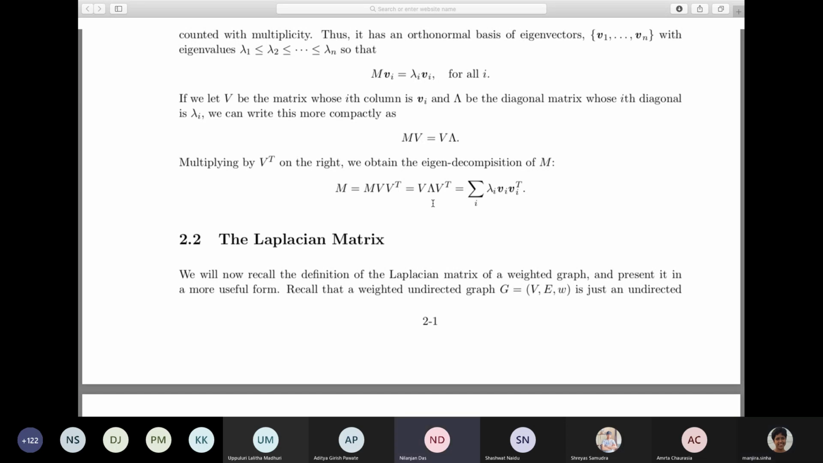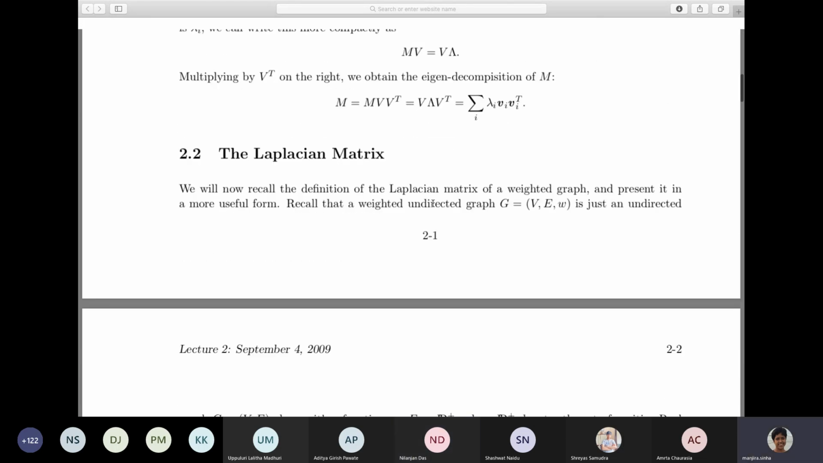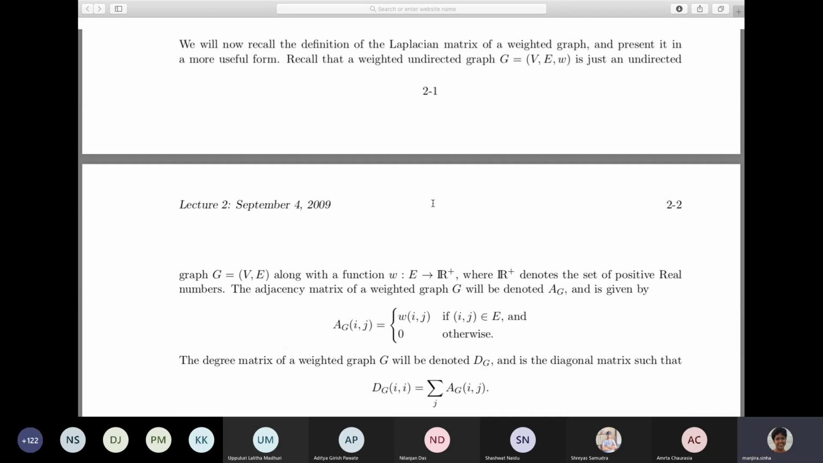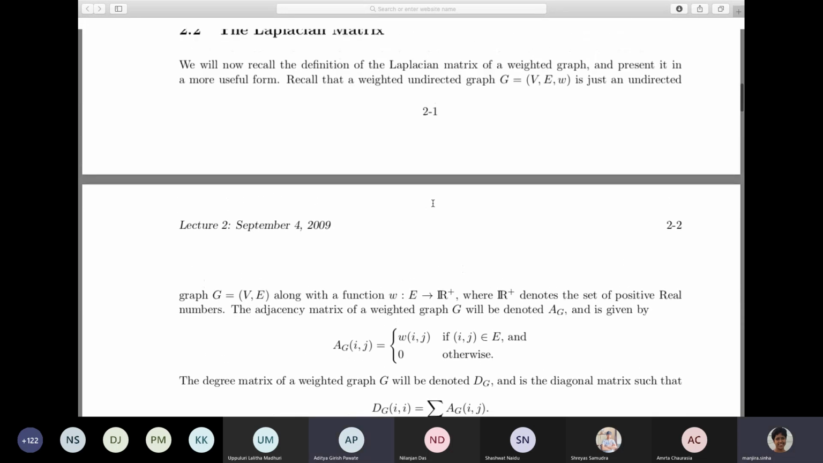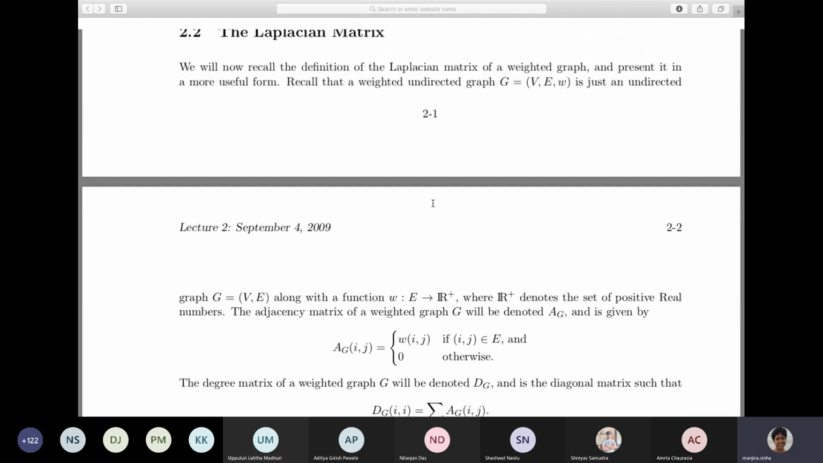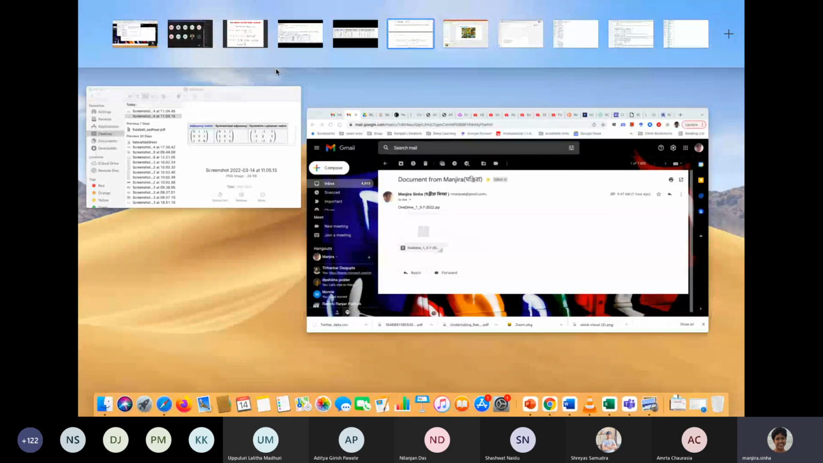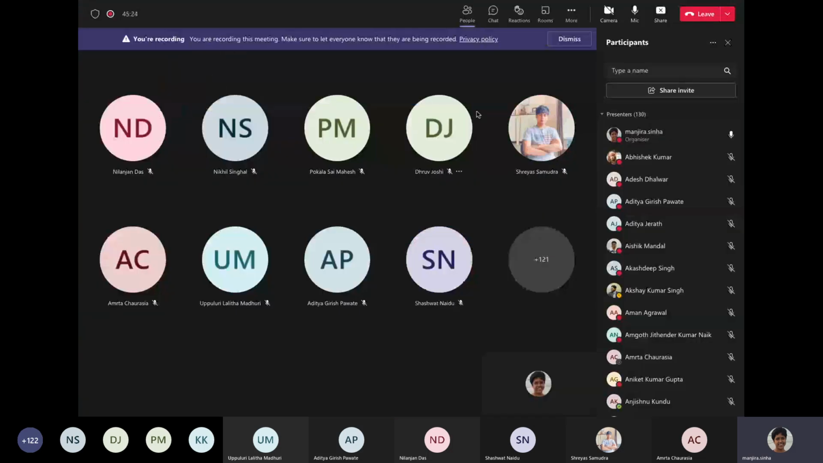Am I clear? I couldn't understand the last line. Am I clear? Hello, ma'am. Okay. So let us see now. If anyone has anything to say, can you please type? Your voice is breaking. I am not able to understand.